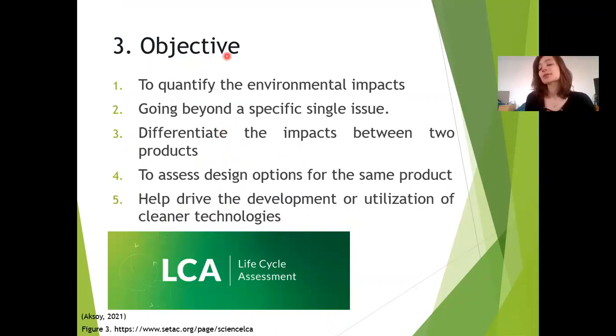Now, let's continue with the objectives of an LCA. LCA is a quantitative methodology, meaning it can be used as an objective basis for decision making. LCA aims to quantify the environmental impacts that arise from material inputs and outputs. LCA aims to go beyond a specific single issue. Instead of compostability or recyclability, debate is expanded to address the overall environmental effects. LCA may be used to differentiate the impacts between two products.